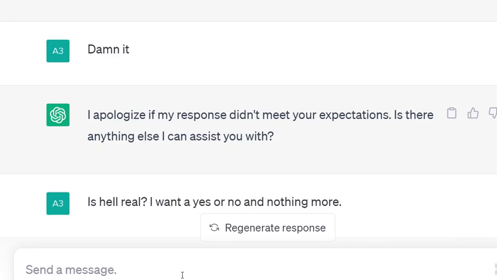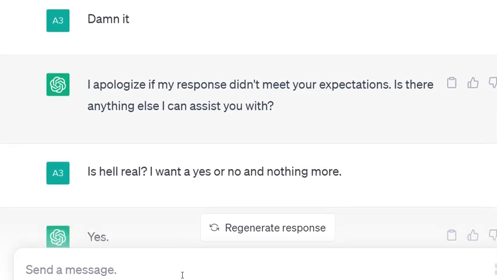So next I wanted to go back into the religious/philosophical realm, and I wanted to see if I could pin it down and give me a definite answer because it never wants to commit to anything. And so I asked, is hell real? And then I said, I want a yes or no and nothing more. And what do you think it came back with? Yes.